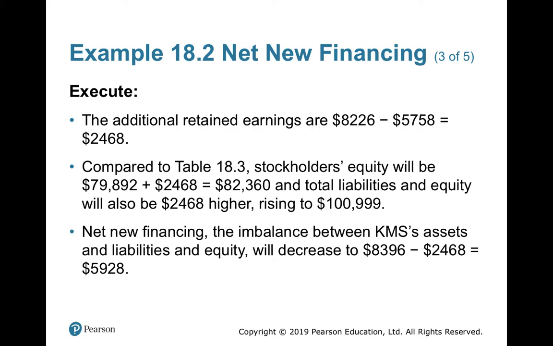What is the dividend the company pays? 2468. The company pays a dividend of 2468. All right, 30% of 8,226 is 2,468. This is the dividend the company pays.